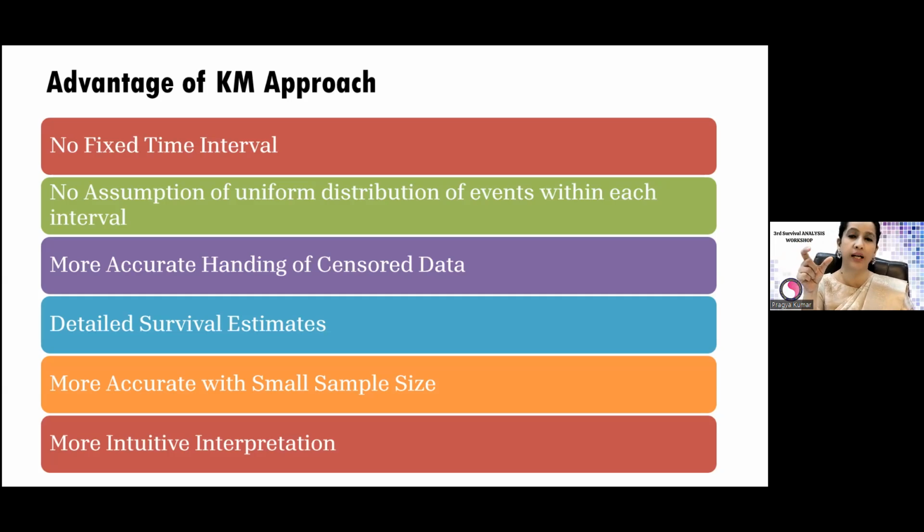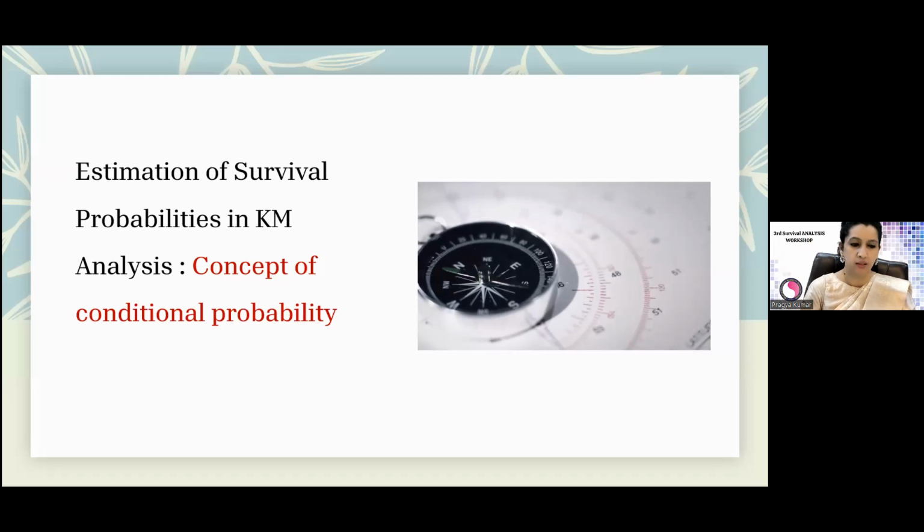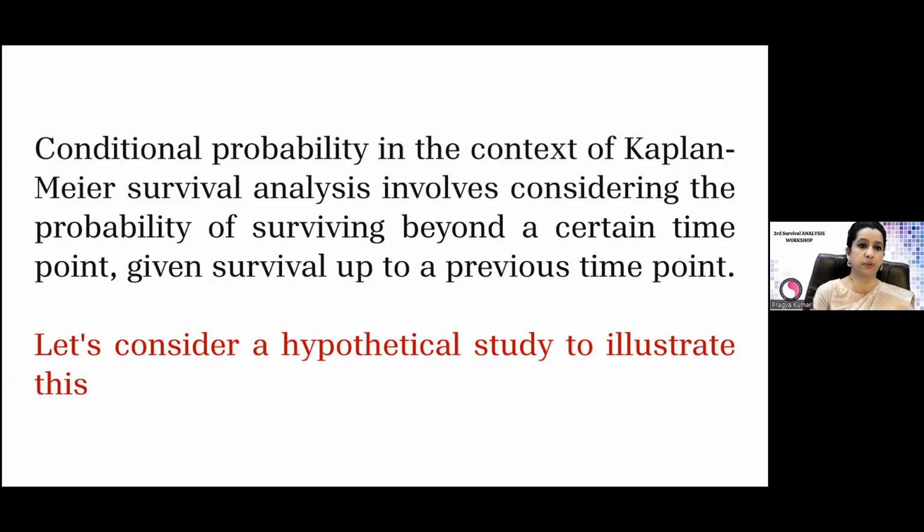There are some assumptions in the Kaplan-Meier, and we talked about the conditional probability. The conditional probability is basically the probability that if a person has survived for 1 year, what is the probability that he will survive the second year or the second month. So what is the condition here? The condition is that the person has survived for 1 year. This conditional probability, in the context of Kaplan-Meier survival analysis, involves considering the probability of surviving beyond a certain time point. But the prerequisite is that the person should have survived up till the previous time point.